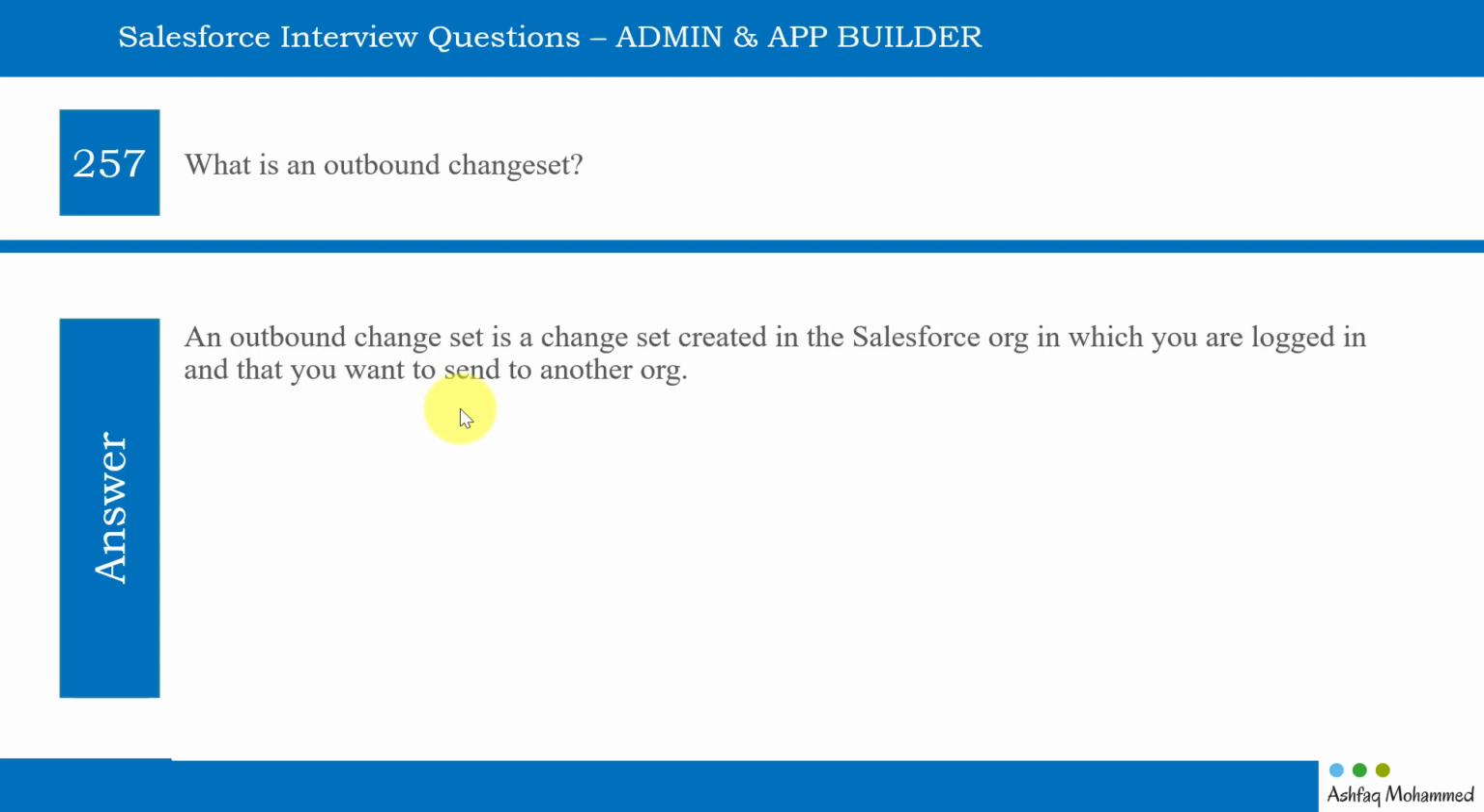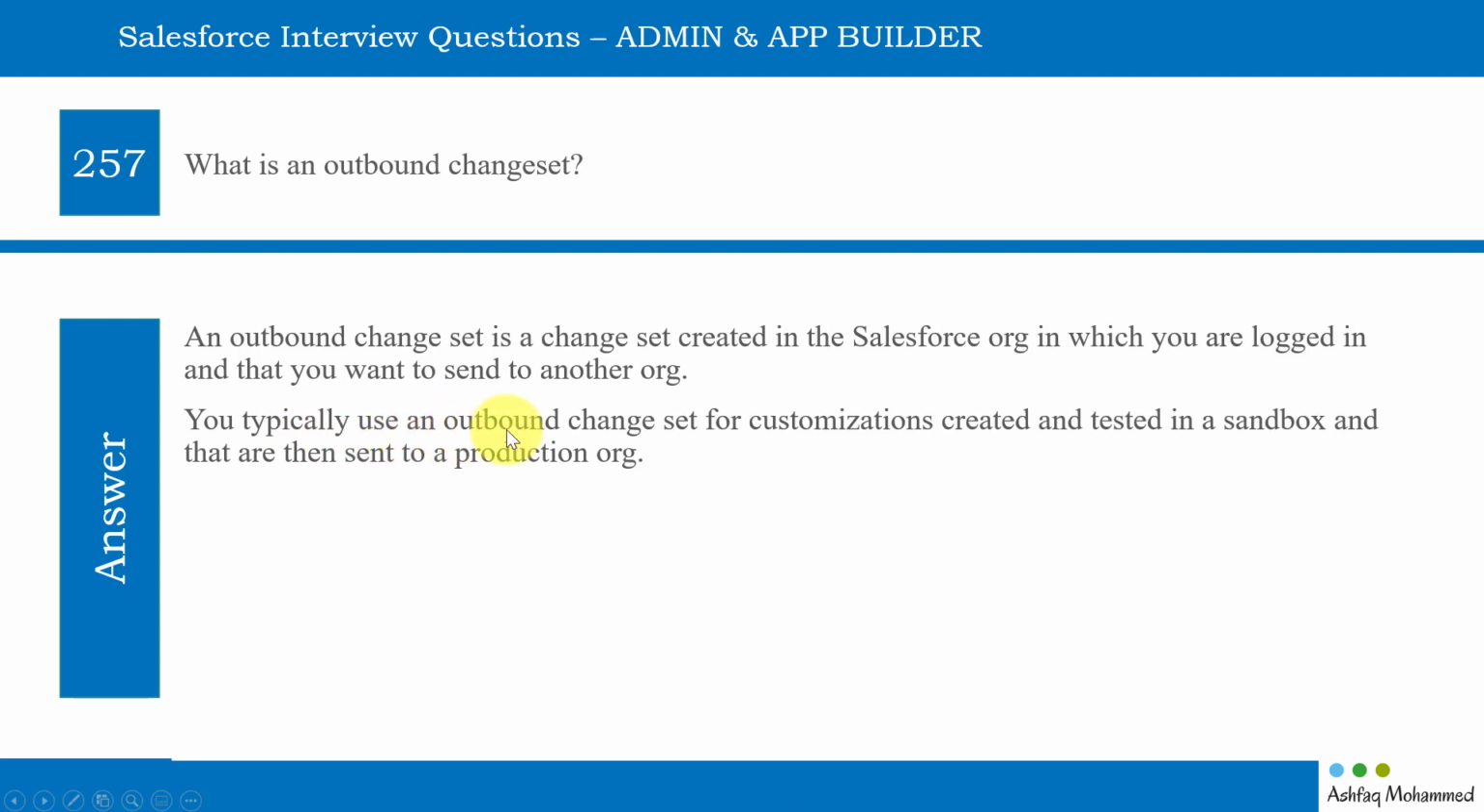Okay, out of this org to another org. So you typically use an outbound change set for customizations created and tested in a sandbox, and that are then sent to the production org. I'm saying production org, but it could be a production or any other sandbox as well.